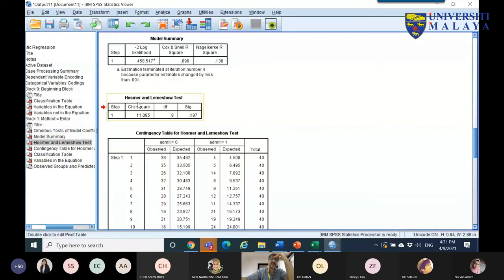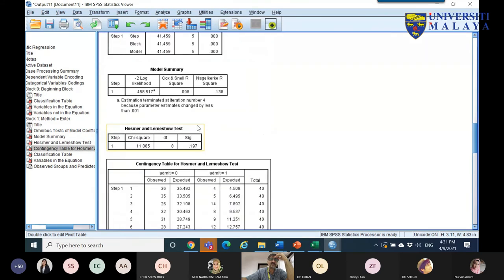The next table is the Hosmer-Lemeshow. This test is valid if the Hosmer-Lemeshow test is not significant. If this test is statistically significant, you cannot proceed with the binary logistic regression. Clear?